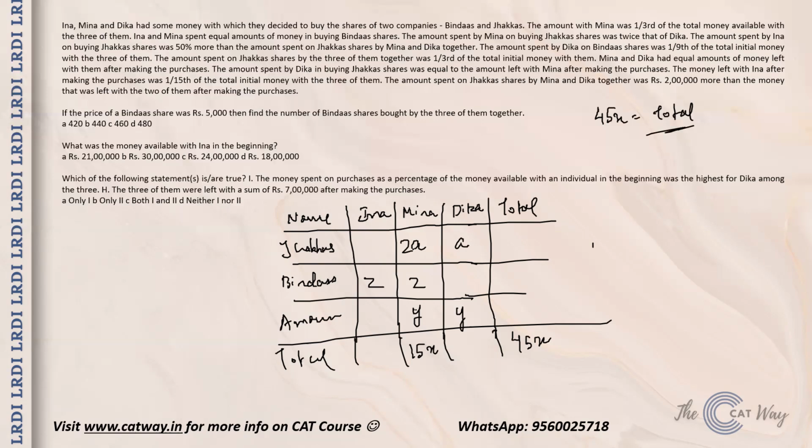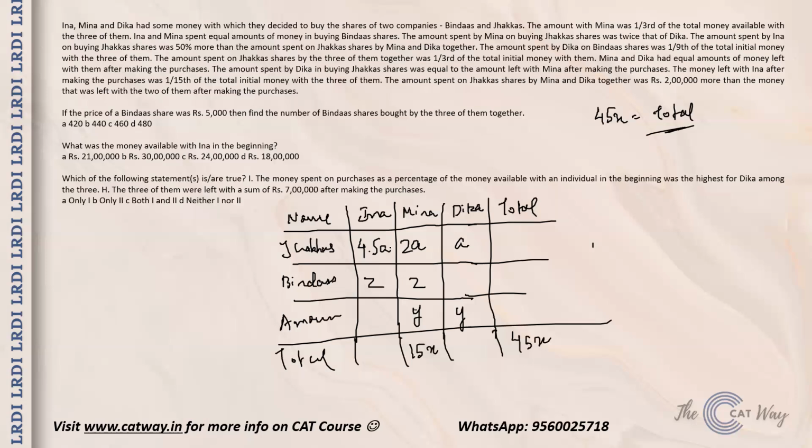Then it says that the amount spent by Ina on buying Jhakas shares was 50% more than that spent on Jhakas shares by Meena and Dika together. Meena and Dika together have spent 3A rupees. So if it is 50% more, she had 4.5A rupees.